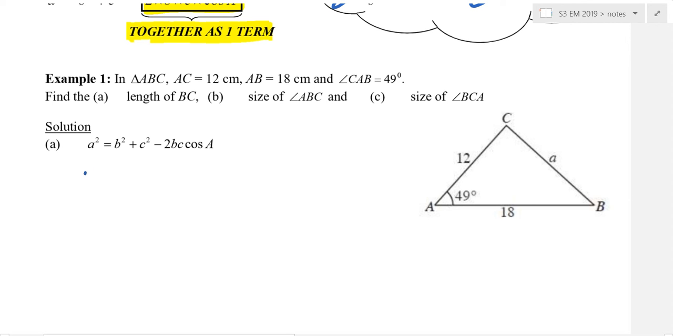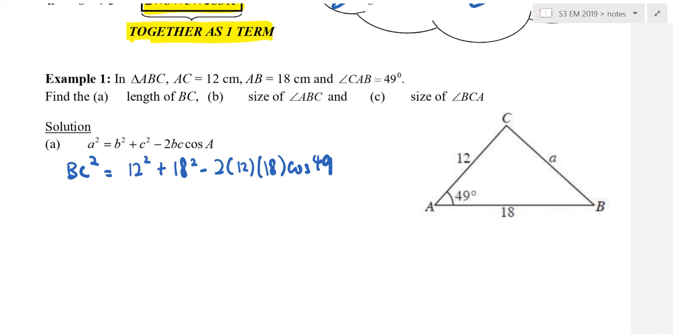Okay, so now I start. Can you write down, sorry, don't write A square. Write BC square equals 12 square plus 18 square minus 2, 12, 18 cosine 49. Is it correct? I call this BC. You can use A as well, but because they say find the length of BC, I straight away use BC, it's easier.